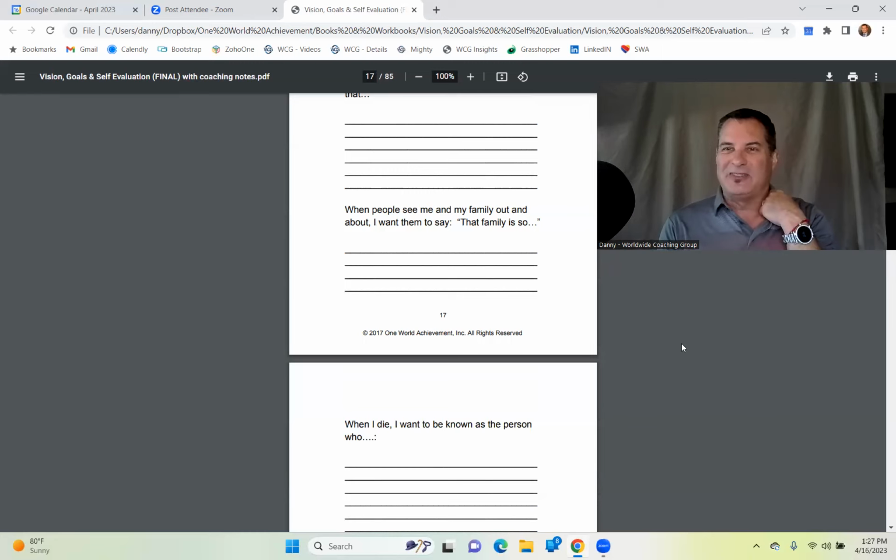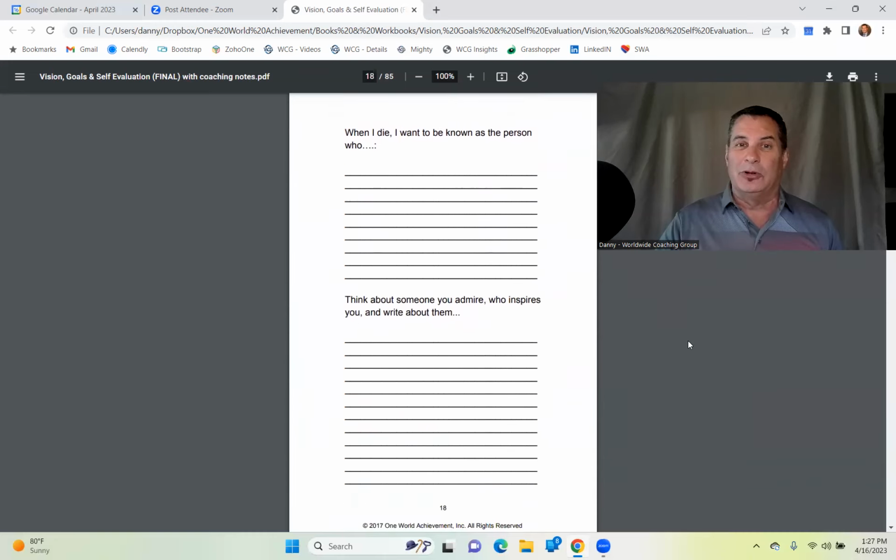That family is funny. That family enjoys being together. What do they say? And really, this is not really about them. This is more about the insight and awareness of you understanding what it is that you want to be in the world. And are you in alignment with that? And is that projecting to the world?